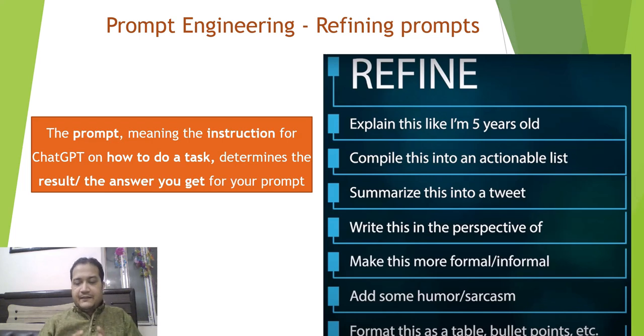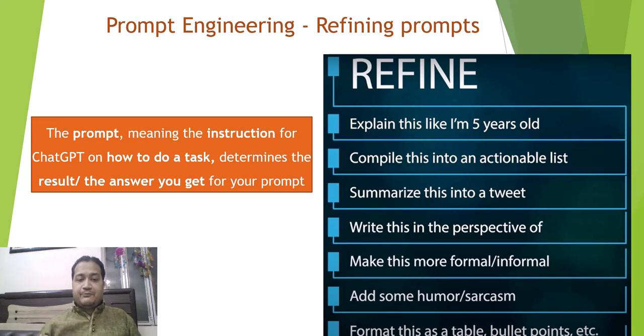Now, a prompt is nothing but whatever text, question, or instruction you give to ChatGPT to do a task. It determines the results you will get from ChatGPT. If you are very specific while asking questions, those are called prompts. The more specific you are, the better the answer or results you will get from ChatGPT or from this generative AI technology.